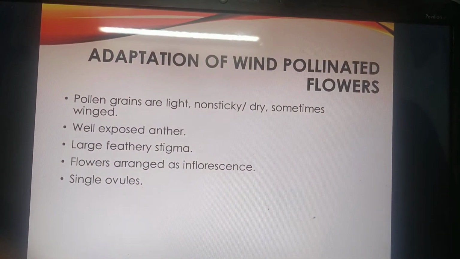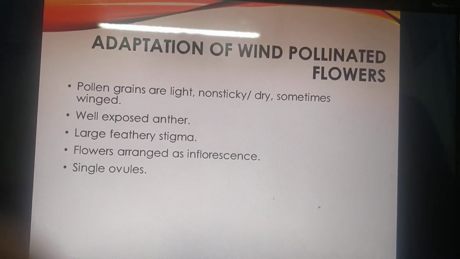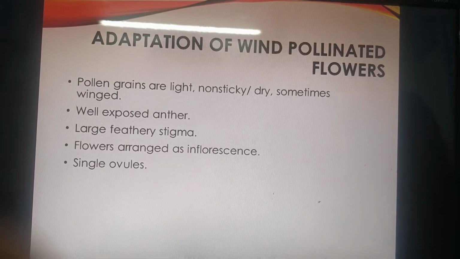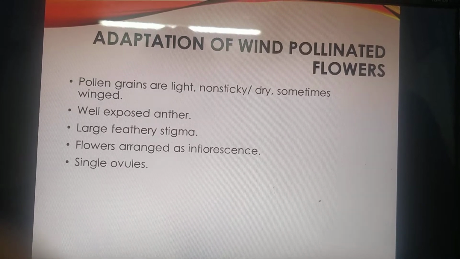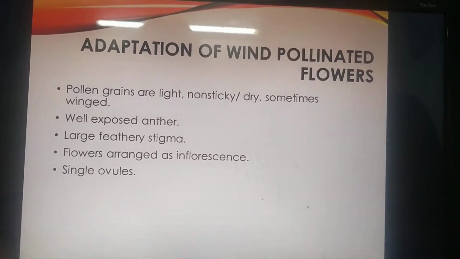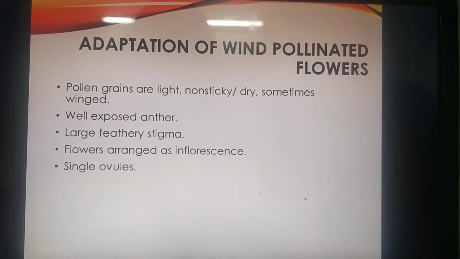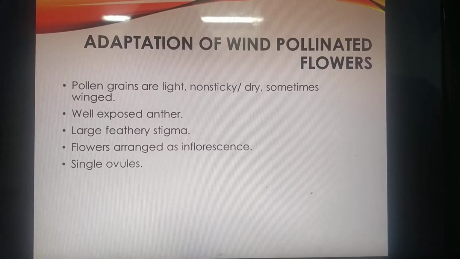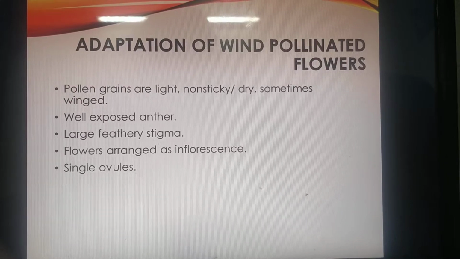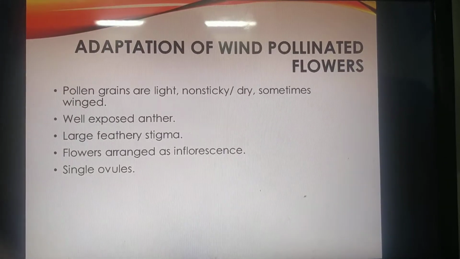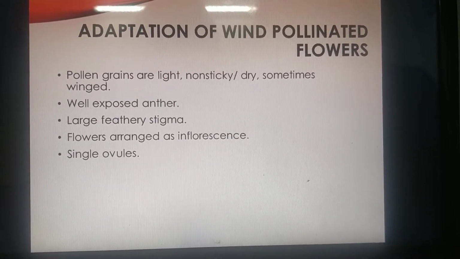So wind pollinated flowers have pollen grains that are light in weight so that they can be easily carried by the wind, non-sticky, dry and sometimes winged. Then well exposed anthers and a large feathery stigma. The flowers can be arranged as an inflorescence. Then a single ovule is usually present in wind pollinated flowers, and such flowers are without any nectar and are dull colored, not very attractive.